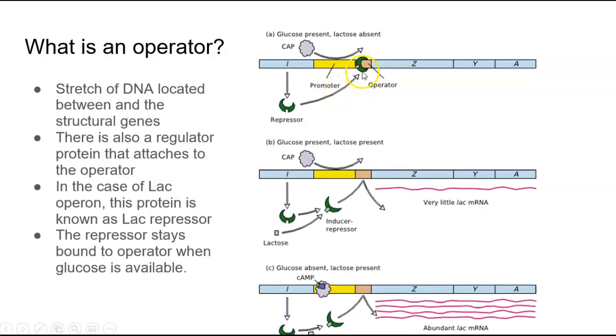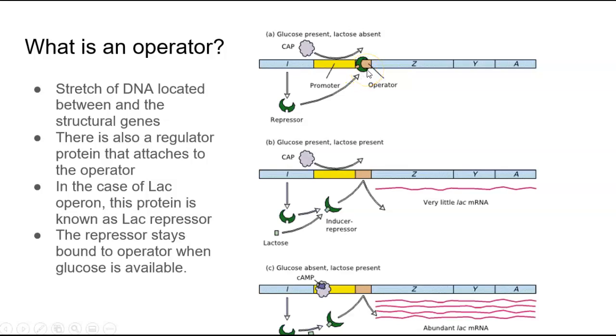So this molecule right here, by the way, is a repressor because it binds to the operator and prevents the RNA polymerase from transcribing. In conditions where there's plenty of glucose for the E. coli to metabolize, the repressor is going to be bound to the operator.